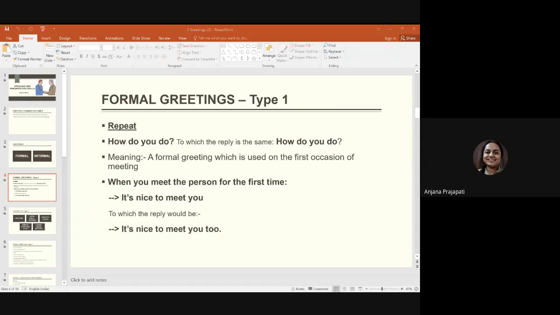Are you ready with the book, pen, and everything? Very nice. So now let us go towards the first greeting. These are formal greetings. The first greeting in a formal situation is "How do you do?", which is kind of "How are you?" So when somebody asks you "How do you do?", what is the reply?